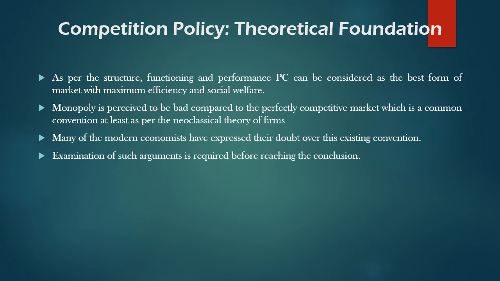As per the neoclassical theory of firms, the monopolist enjoys some kind of market power. By utilizing the market power, the monopolist can manipulate the price, and the marginal cost pricing rule is not followed under monopoly. To be precise, the equilibrium price is always greater than the marginal cost. So marginal cost pricing is not followed, and as per the neoclassical economists, monopoly is a worse form of market compared with perfect competition.